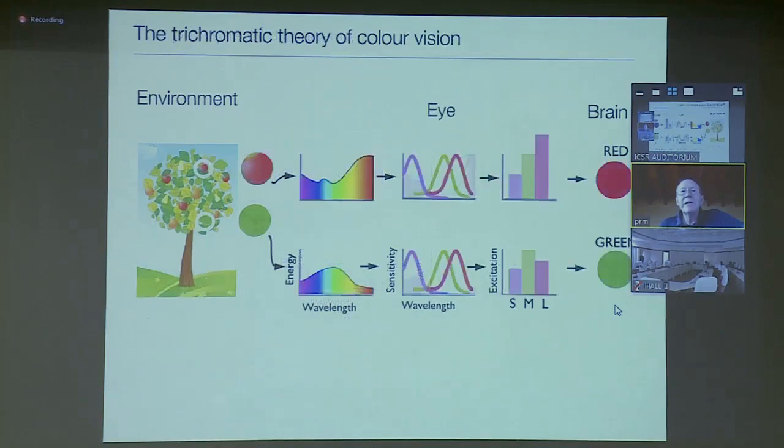So Thomas Young's brilliant suggestion was that the eye contains a limited number of receptors. I've shown you here that the receptors in your eye, there are three types, are sensitive to short, medium, and long wave light. Each receptor sends a simple message to the brain, which we represent here as the height of these bars.